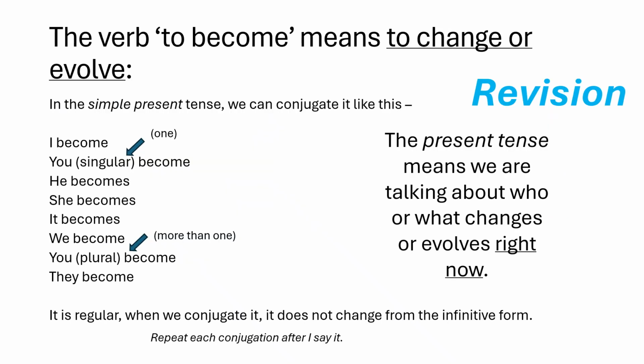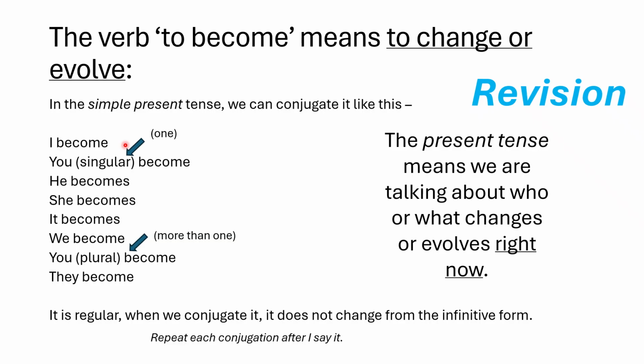In basic terms, the verb to become means to begin to be, to start to turn into, or to grow or develop into something over time. In essence, it is to undergo a change of state or condition. In the simple present tense, we can conjugate the verb to become like this. Follow as I read.